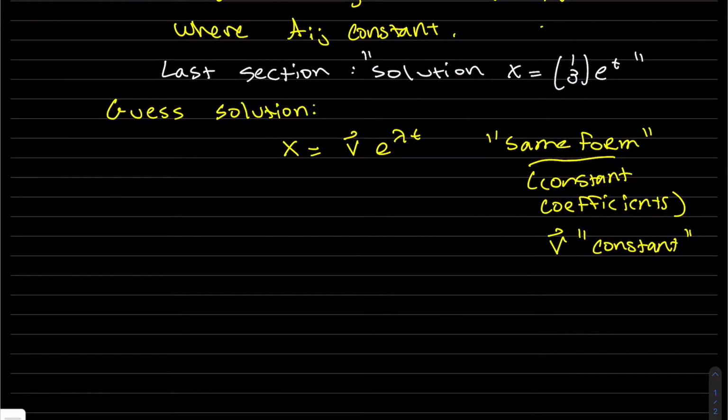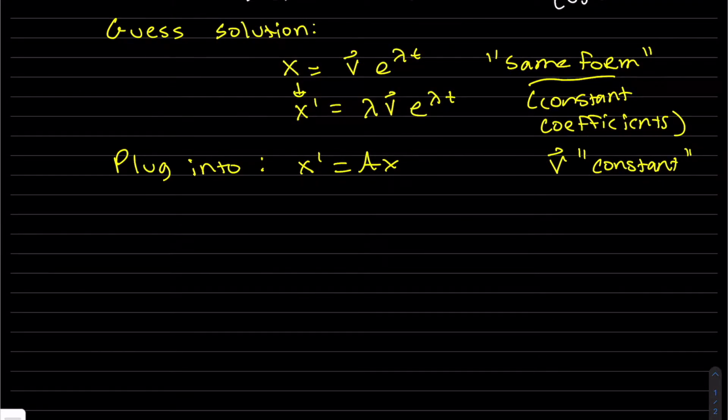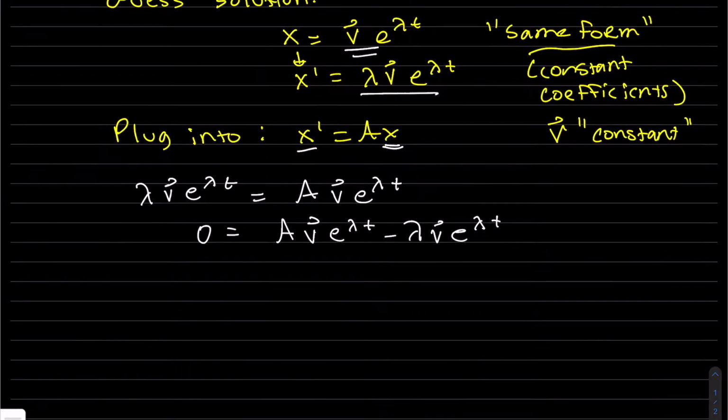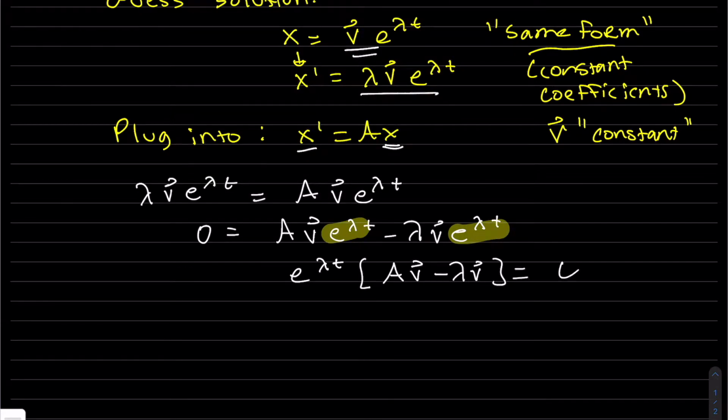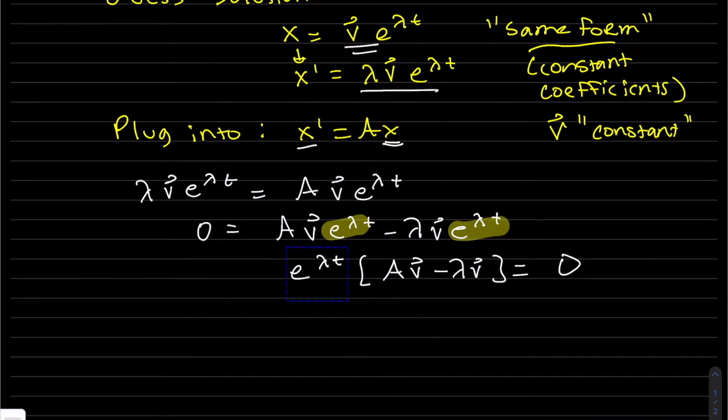In order to plug it in and equate everything, we'll take the derivative of both sides, and we're going to plug it into our system. This gets plugged into the left, and this gets plugged into the right. We'll go ahead and subtract this and get 0 on one side. Factor this out. And we're going to just put the 0 on the right side.